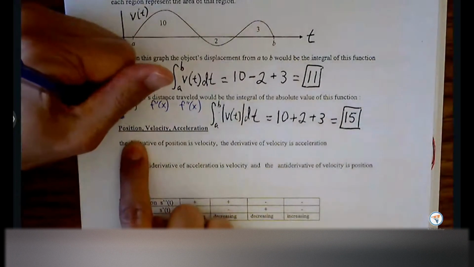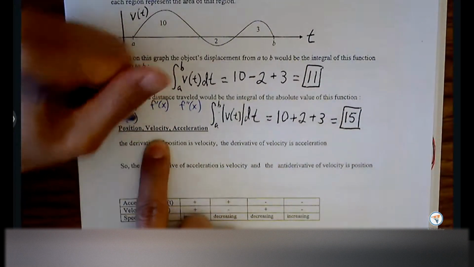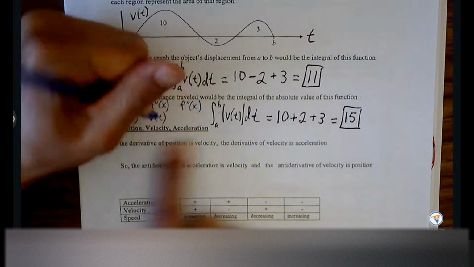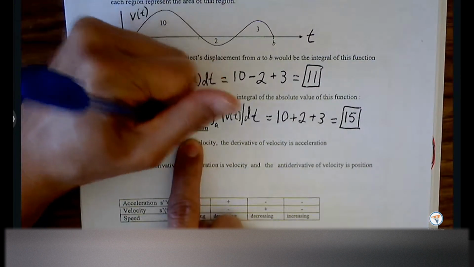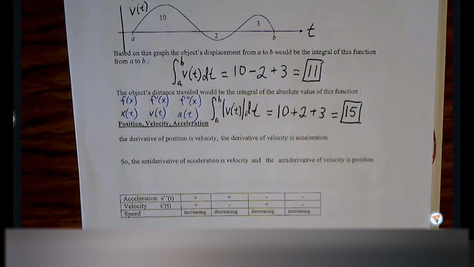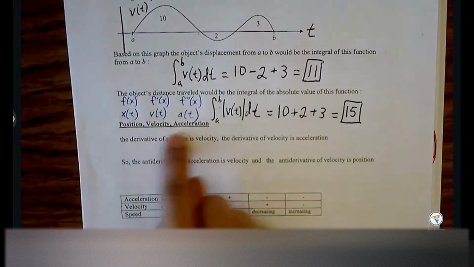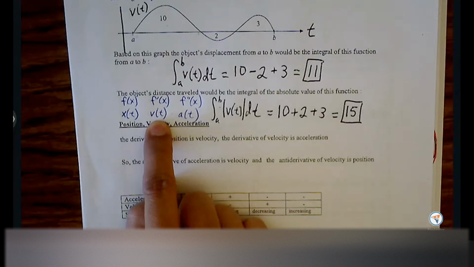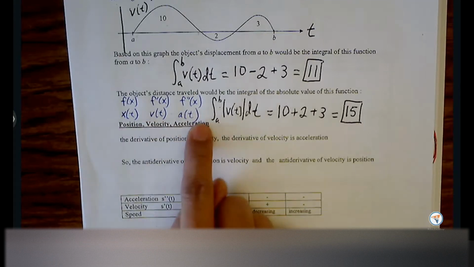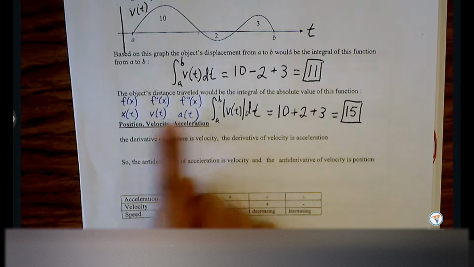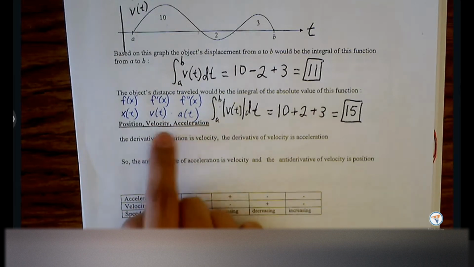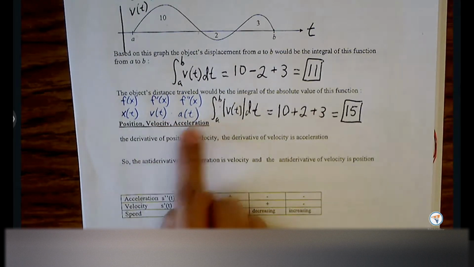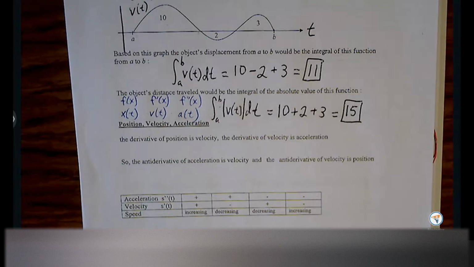So position, we usually use x of t. Velocity, we usually use v of t. And acceleration, we usually use a of t. But we're able to move our way down from one function to the next using derivative, right? And we defined velocity as the rate of change of position. So rate of change of position, that's really slope of position. And we define acceleration as the rate of change of velocity. So rate of change, slope, right? Slope of velocity leads us to information about acceleration.